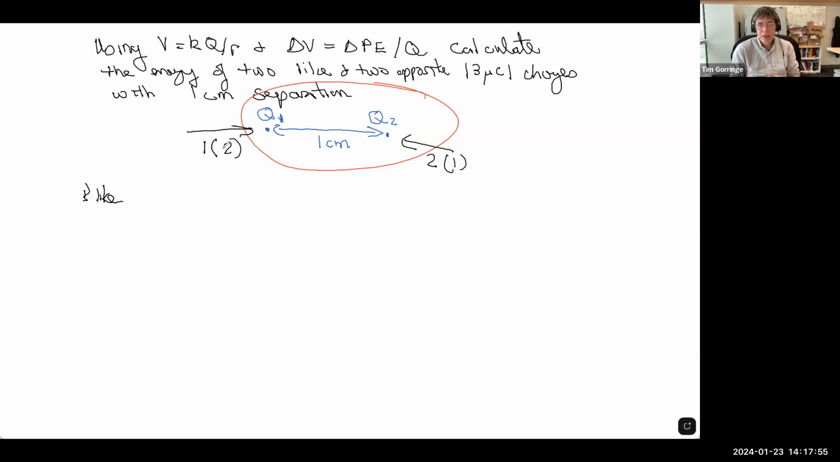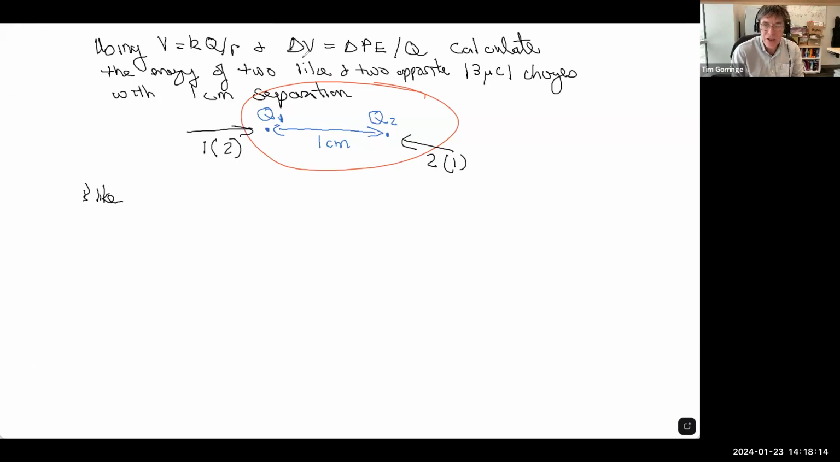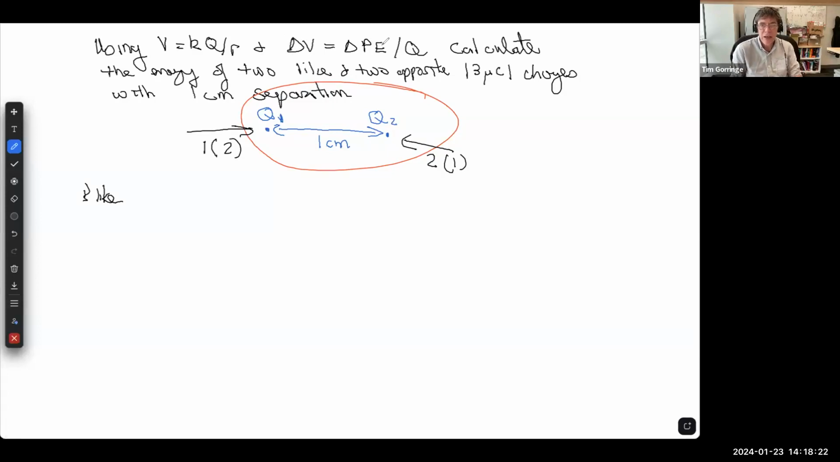And I'm going to figure out the amount of energy it costs me to bring them in using that equation that the change in potential energy when I move a charge is determined by the change in electrical potential between the two locations from which I move the charge from and to. It's this relationship here. So this tells me how to connect, when I move a charge, how much the potential energy changes if I know the change in electrical potential. So we're going to use that equation.